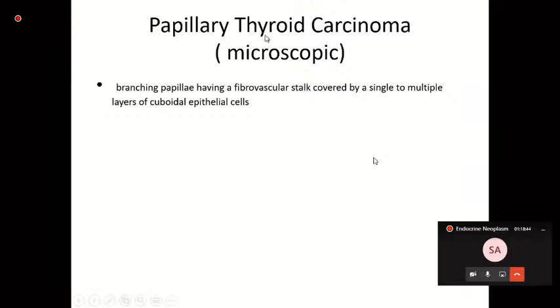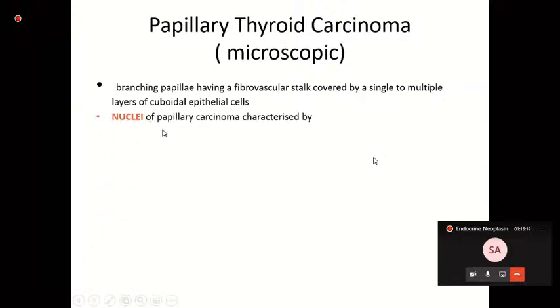So usually how to diagnose the papillary carcinoma is branching papillae, having a fibrovascular stalk covered by single or multiple layers of cuboidal epithelium. But this is not enough. Even though the name is papillary carcinoma, branching papillae is not enough to diagnose thyroid carcinoma. What other features? Very important, we said.